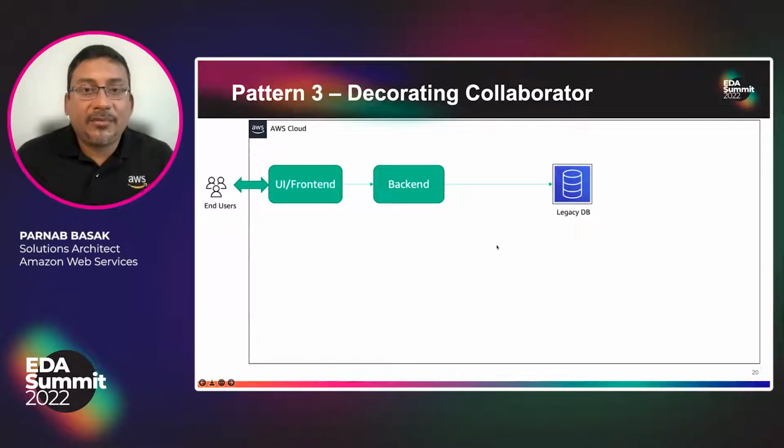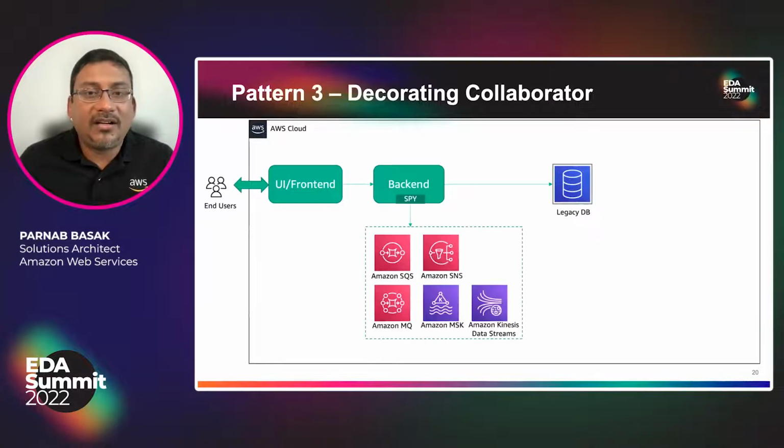The next pattern that I'm going to talk about is called the decorating collaborator pattern. While the previous two patterns ask you to make changes to the UI and the front-end layer, in some scenarios, you might not be able to do so that easily. Maybe your front-end is too complex to change. Maybe it's owned by a separate team that you have no control of. Maybe you may not have a front-end at all. In such cases, modifying the backend could be an option.